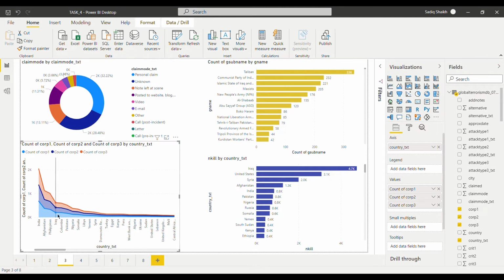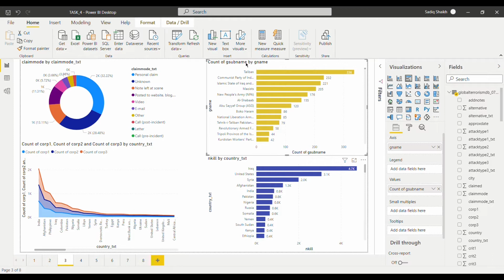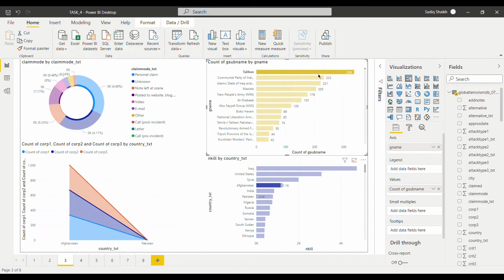So as you can see, the count of attacks which is being suffered by the countries are India, then Afghanistan and the Philippines. If we see over here, count by gang sub-name and by the group name. These are the terrorist groups which are active in the subcontinent. So the Taliban is, as everyone knows, the most active group. It's in Afghanistan in most regions we can say, and they have killed around 1.1 people as per the data set till now.